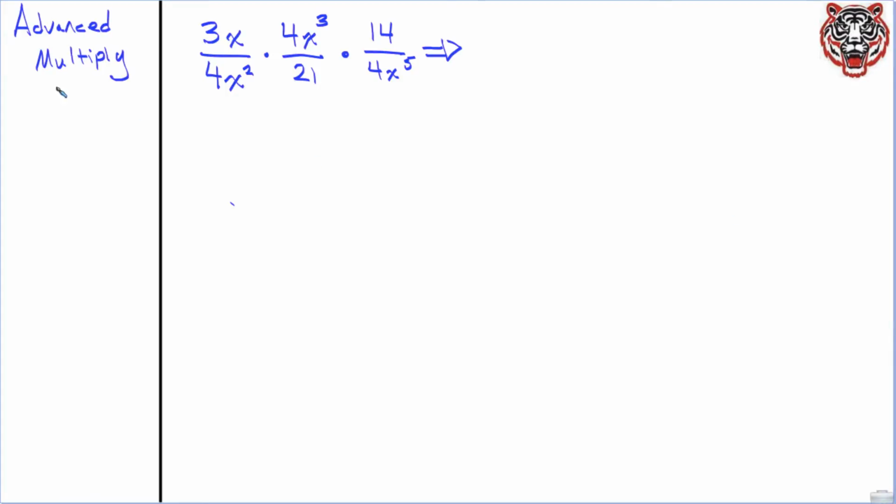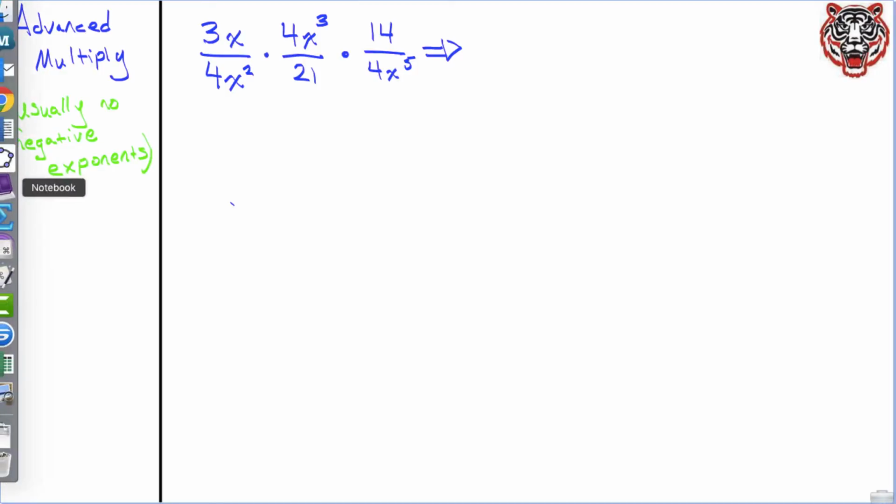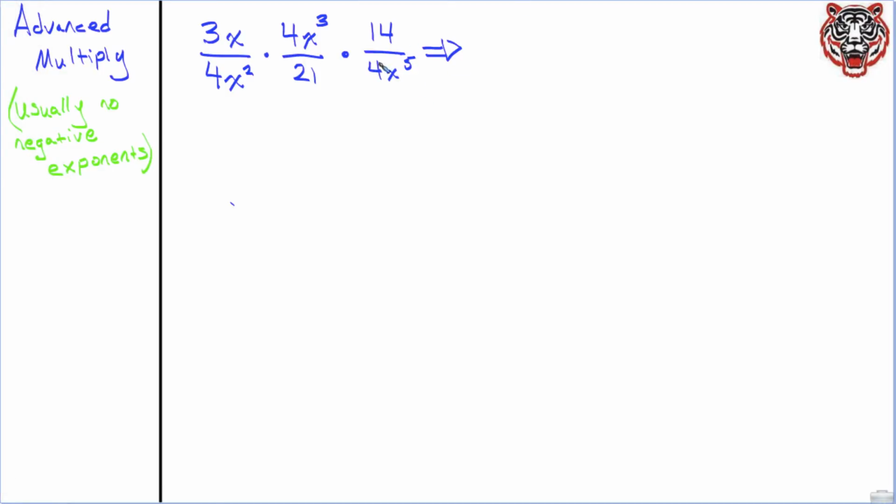In the notes on the side, I'm going to put usually no negatives. No negative exponents. If you're wondering whether or not to keep something on the top or the bottom. Oh, whoops. All right, so I'm going to go ahead and go through this.